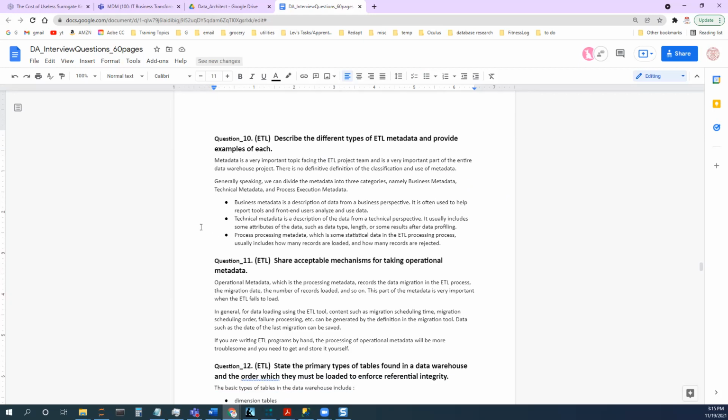Processing metadata, which is some statistical data in the ETL processing process, usually includes how many records are loaded and how many records are rejected.